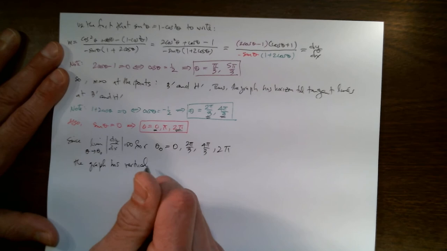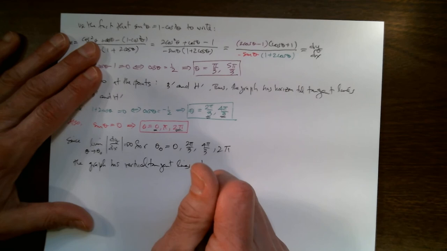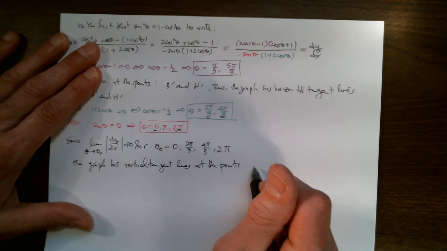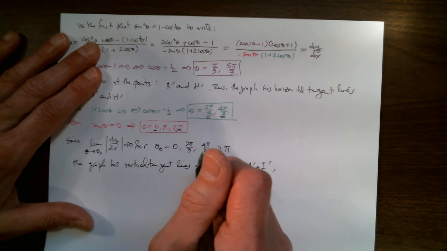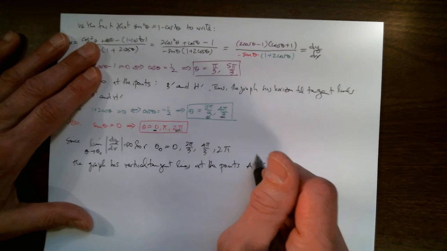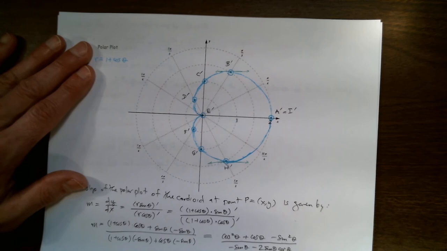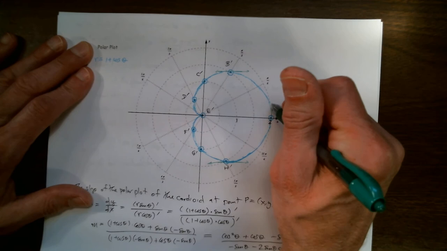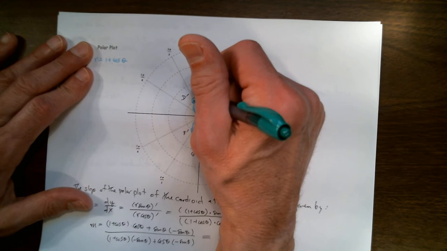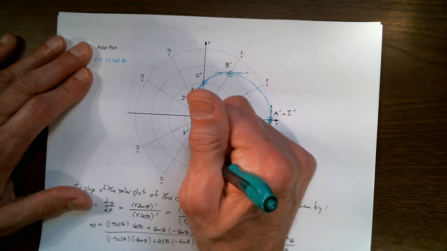At the points, remember when theta was 0 or 2 pi, that gave us the point A prime, which was equivalent to I prime. At 2 pi over 3, that was the d prime point. And when theta was 4 pi over 3, we were at f prime. So if we go back and refer to our plot of the cardioid, you can see at this initial internal point we have a vertical tangent line, as we also have at these points, d prime and f prime.